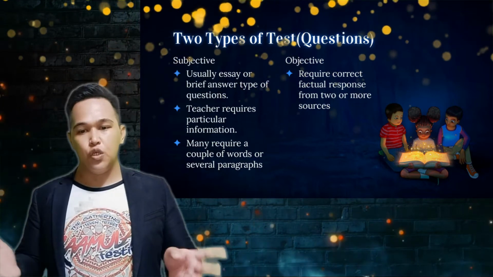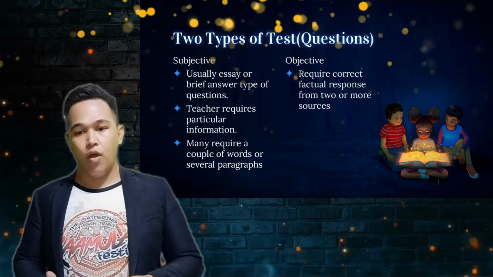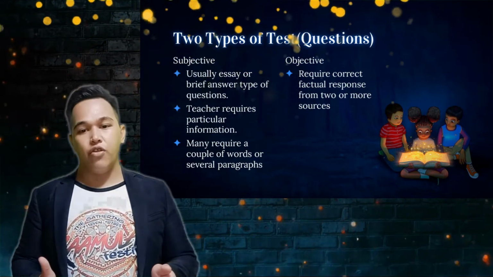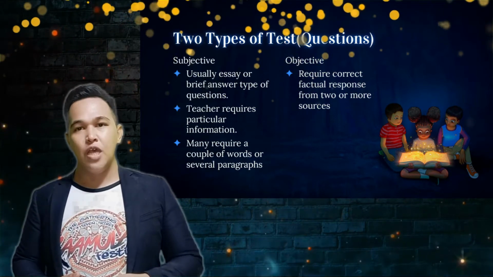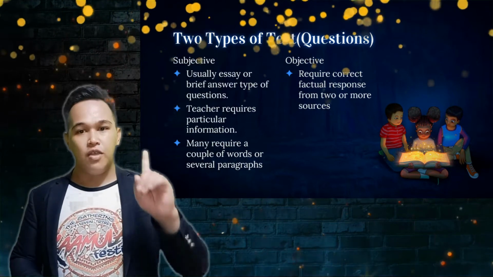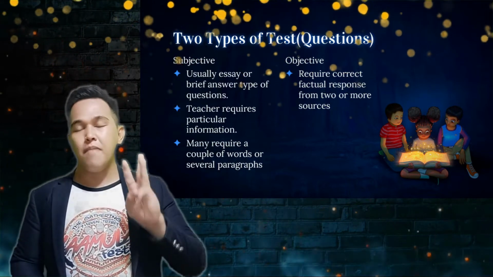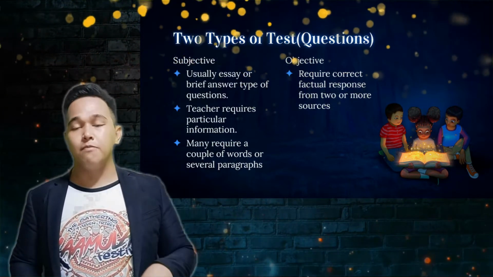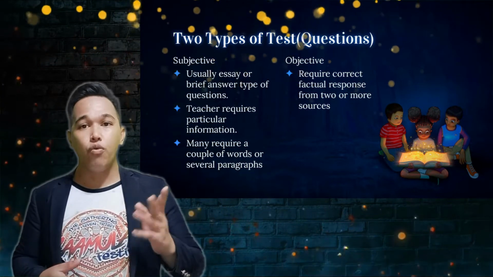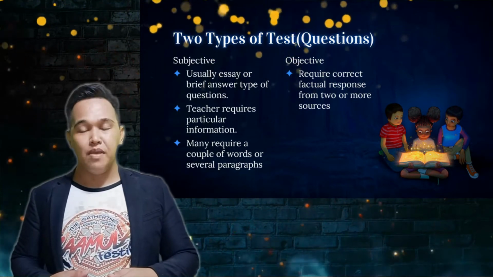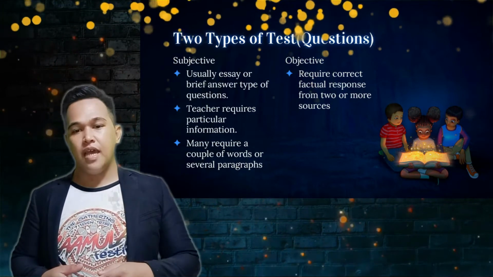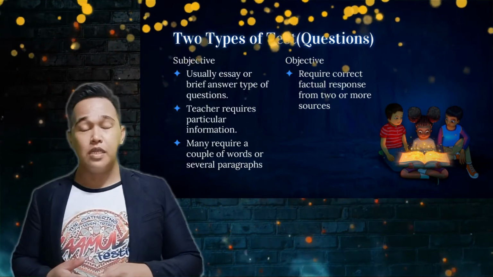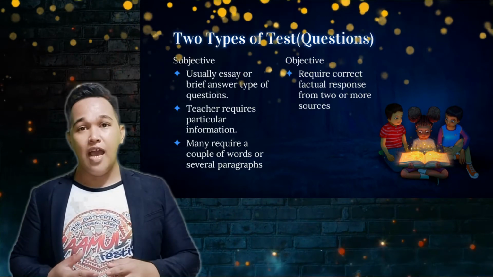Let's proceed to the objective types of questions. It requires a correct factual response from two or more sources. Objective items include multiple choice, true or false, matching type, and completion. An objective test has a right or wrong answer, so it can be marked objectively. It is compared to a subjective test, which is evaluated by giving an opinion, usually based on agreed criteria.